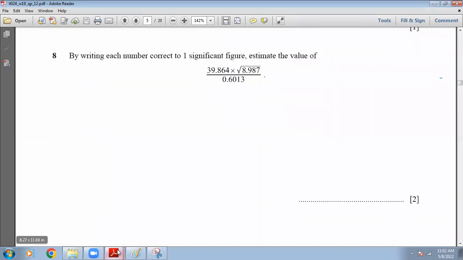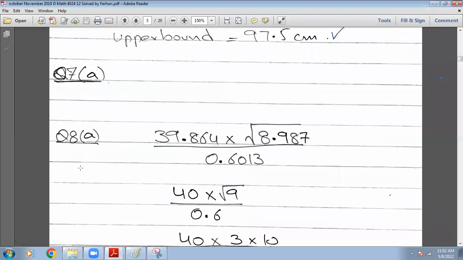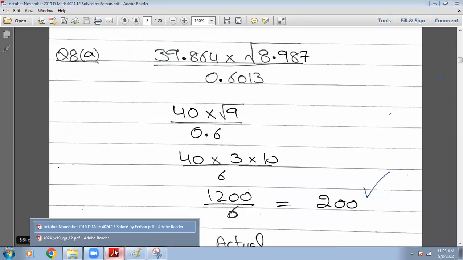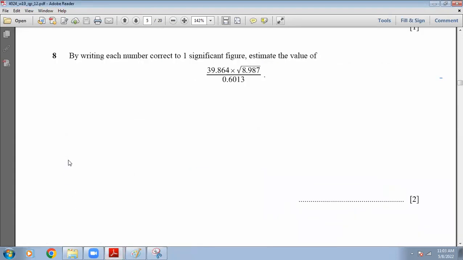Now we are going to question number 8. Here we go. Question number 8 is showing up on your screen, and this is the solution. It says, by writing each number correct to one significant figure, estimate the value of 39.864 multiplied by the square root of 8.987, divided by 0.601. So what will we do?